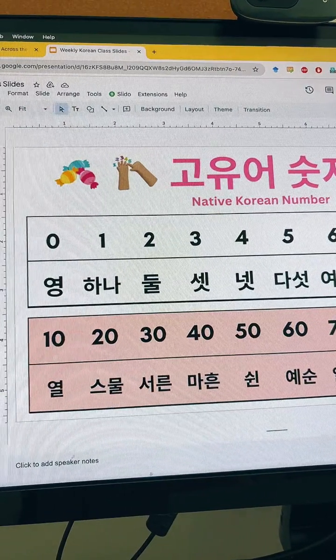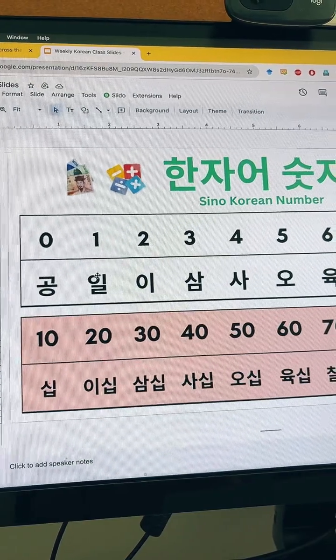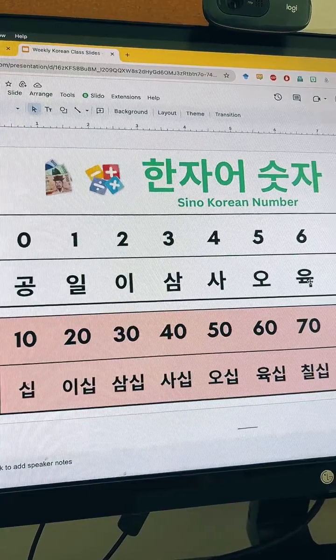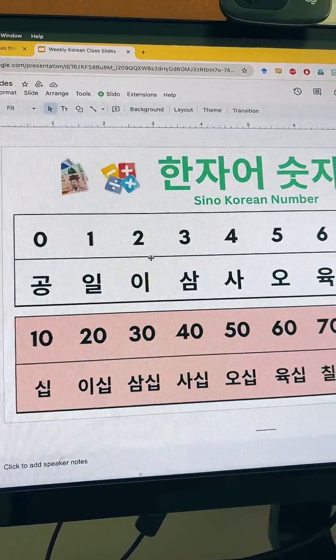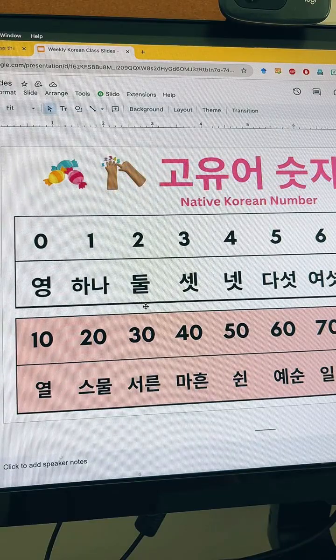And then the Sino numbers, they sound like this. 0, 1, 2, 3, 4, 5, 6, 7, 8, 9, 10. Do these sound familiar? Usually people say native numbers sound more familiar. That might be because when people are counting things out loud, like they're saying, oh, how many people are here? 1, 2, 3, 4, 5, 6, 7, 8. They would say the native numbers.